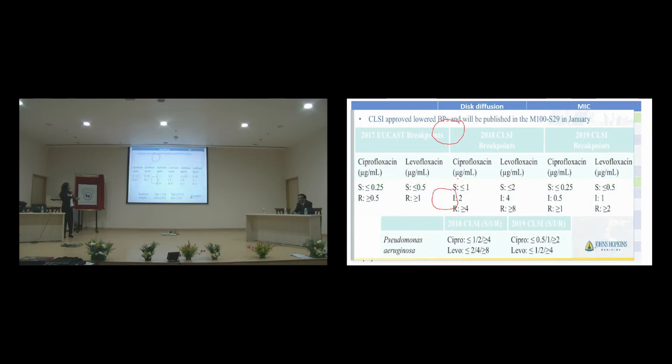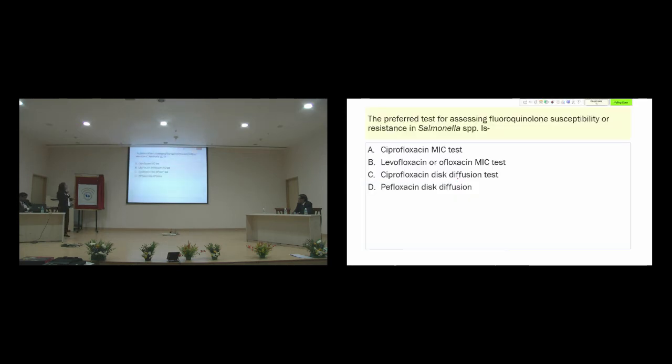So this is the comparison of 2018 and 2019. This is 2018 and this is 2019. This was for Enterobacteriaceae and Pseudomonas, already shown in the previous slide. Next is about Salmonella and Shigella. So what is the answer for this?